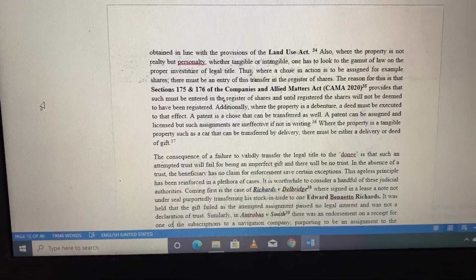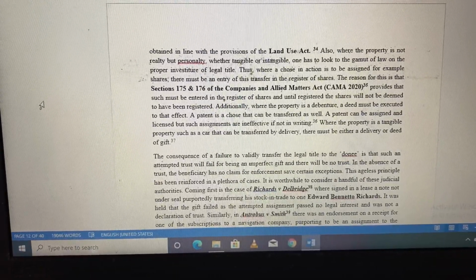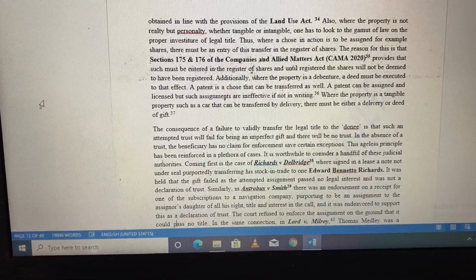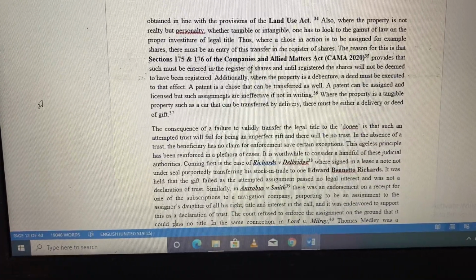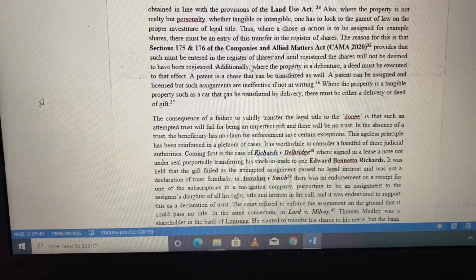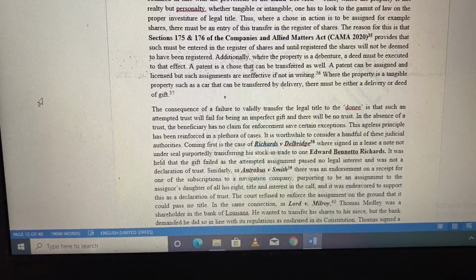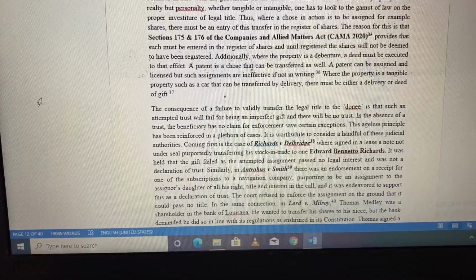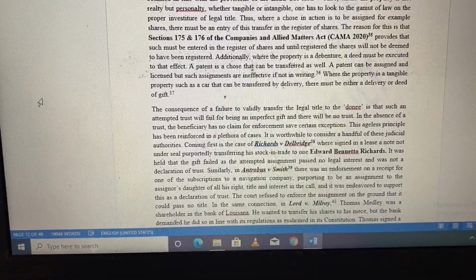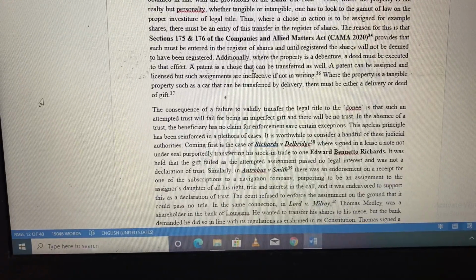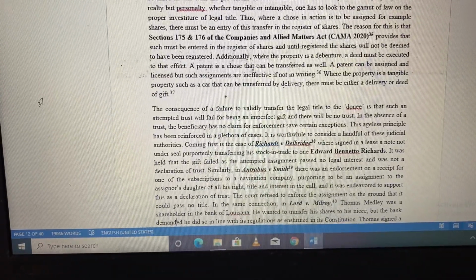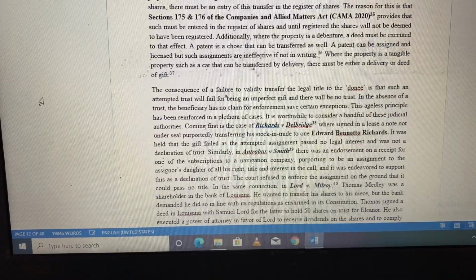Now, do appreciate that the consequence of any failure to validly transfer the legal title to the donee, that is the intended trustee, is that such an attempted trust will fail for being an imperfect gift, and it means there will be no trust. So in the absence of a trust, the beneficiary will have no claim for enforcement, save certain exceptions. This was reinforced in the case of Richards v Delbridge. So if no trust has been created because the settlor has failed to transfer the title to the donee, that is the intended trustee, then the beneficiary has no claim against him. Of course, there are certain exceptions to this.